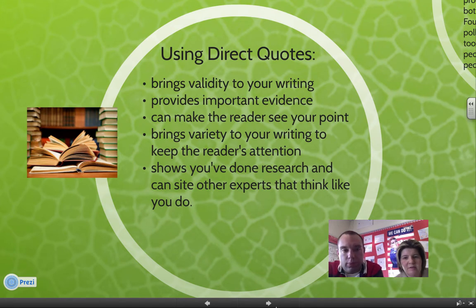Direct quotes bring validity to your writing. It makes you seem like you know what you're talking about. It provides importance to the evidence that you're providing. It makes you look like you've done a lot of research, and it makes the reader think that you know what you're talking about and proves that other experts also think like you do about whatever your topic is or your thesis is that you're trying to prove.